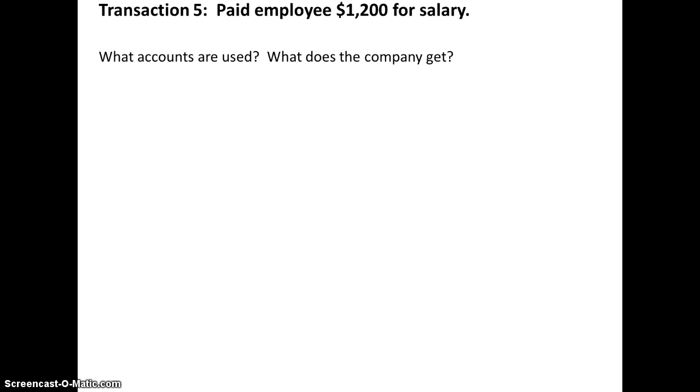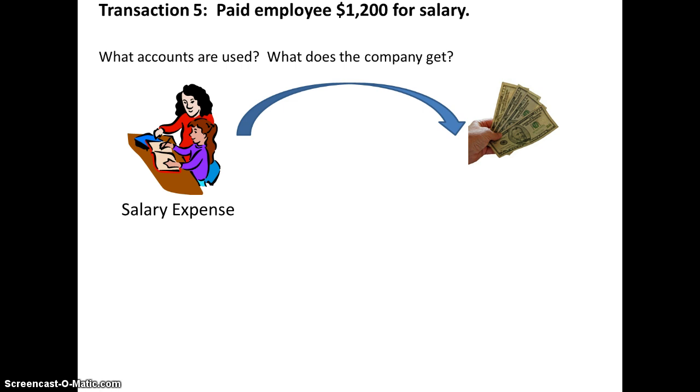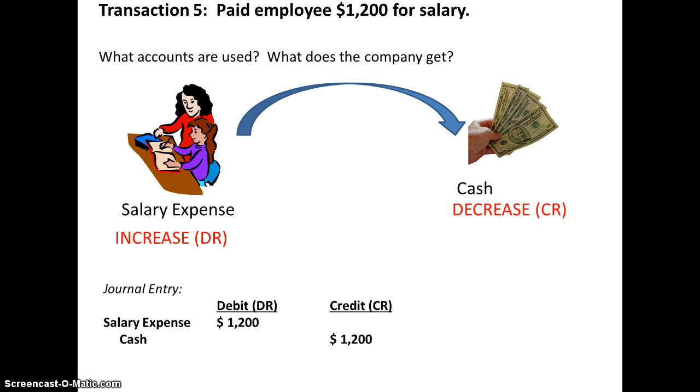Transaction 5. We paid employees $1,200 for salaries. So what happened in this transaction? The employees did work. It's a cost of our doing business, which makes it an expense. So we call this salary expense. How do we pay them? We give them a check or cash. We want to increase the cost of doing business for salaries, and we want to decrease our cash since that's how we're paying them. The journal entry would be a debit to salary expense for $1,200 and a credit to cash for $1,200.